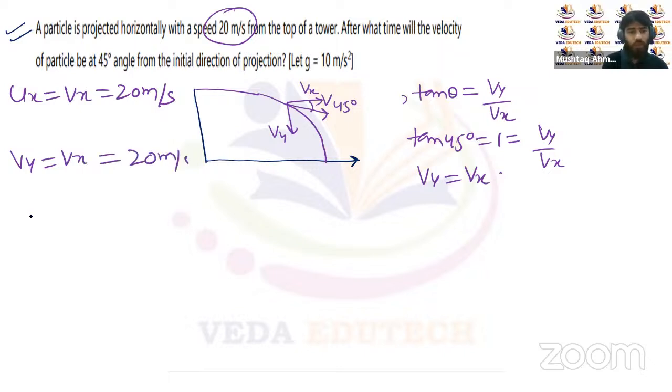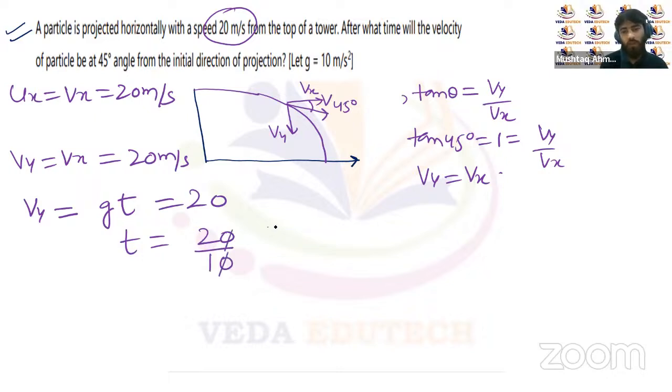And we know that Vy is equal to gt. So gt is equal to 20, and t is equal to 20 over g. The value of g is 10. Then after time t equal to 2 seconds, the angle will be 45 degree. So it will take 2 seconds for this projectile to have an angle of 45 degree with the horizontal.